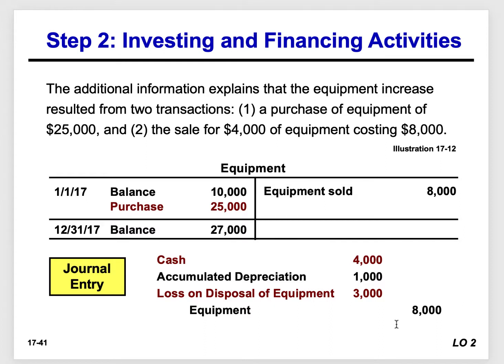So think about it. Originally, we bought equipment for $25,000. Cool. That's going to show up in the investing section of the statement of cash flow. But then we sold equipment for $4,000, but it originally cost us $8,000. So we got to get the equipment off the books. We got to get the cash. We got to calculate our disposal. The key takeaway here is, where do all these things go?